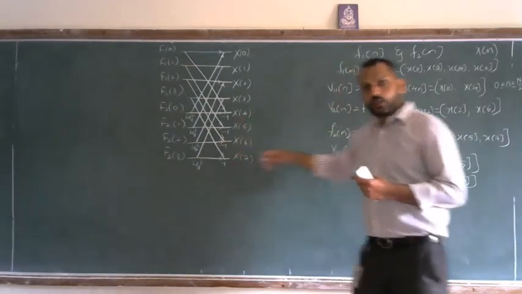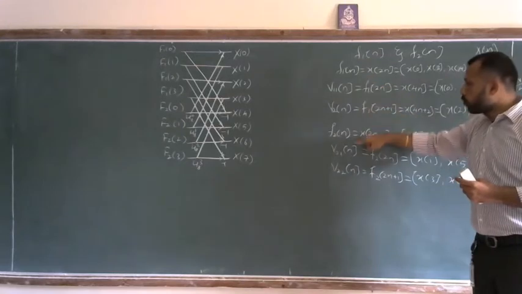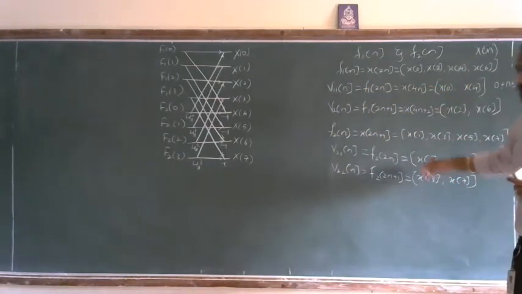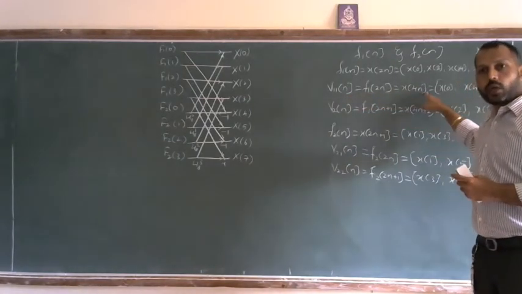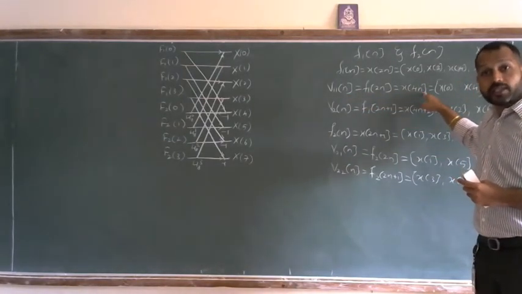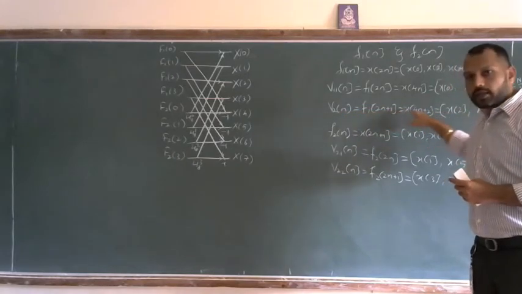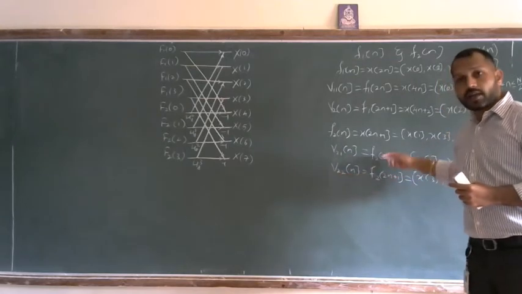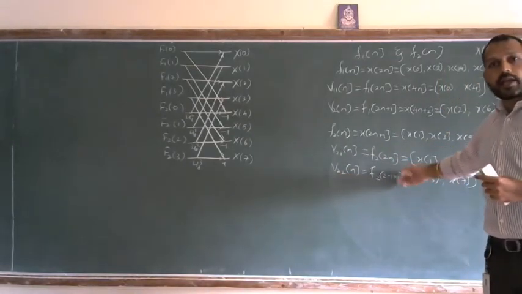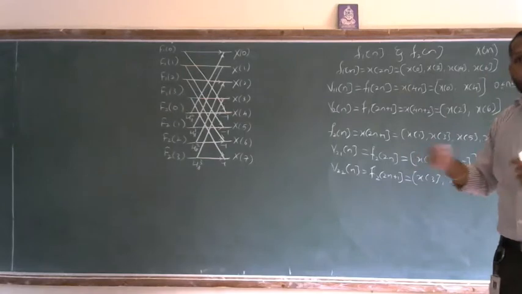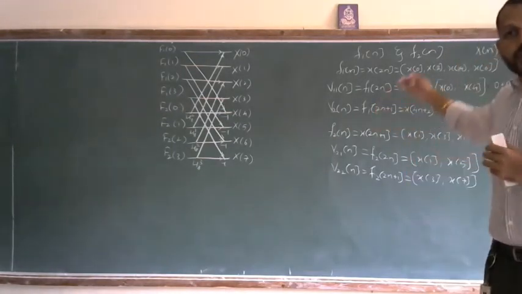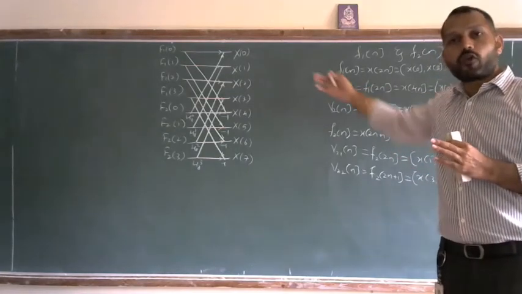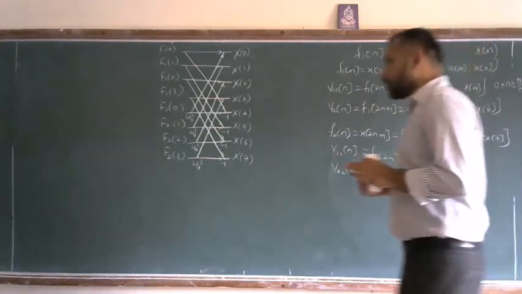In the second stage of decimation, these two 4-point DFTs are decimated into four 2-point DFTs. V11 of n is one 2-point sequence. V12 of n is the second 2-point sequence. V21 of n and V22 of n are the third and fourth 2-point sequences. Now we need to take 2-point DFTs of these 2-point sequences and then combine them to obtain two 4-point DFTs. Are you all following?